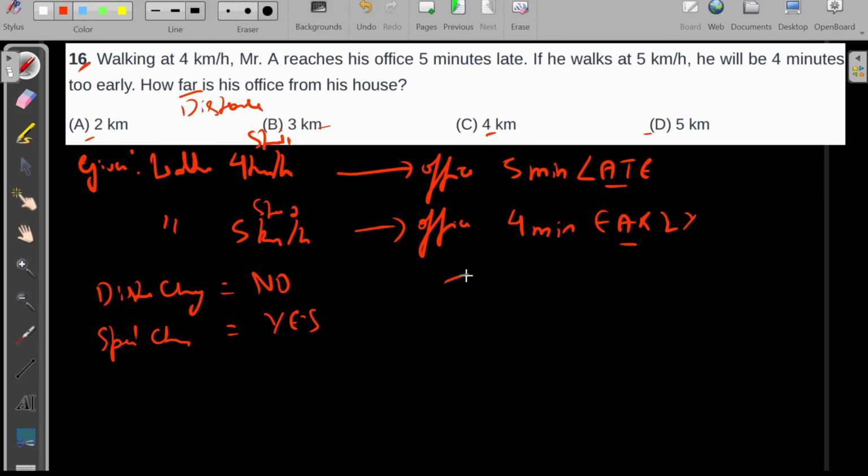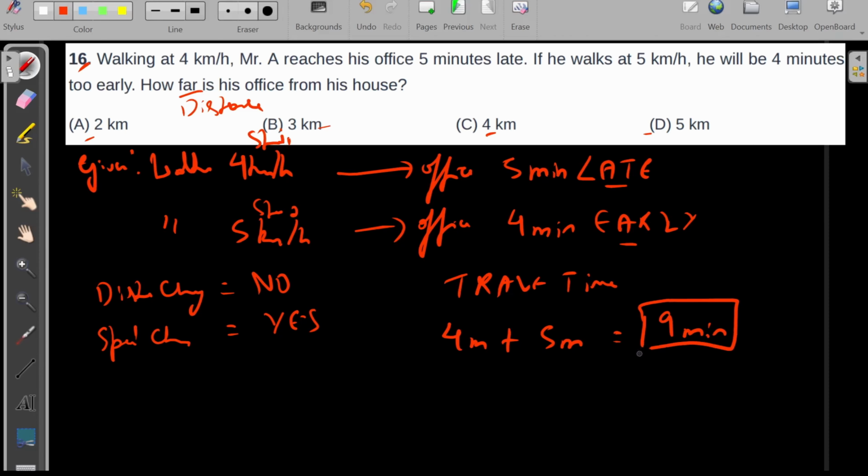Let me write here, travel time. And we need to add these values. So it will be 4 minute plus 5 minute. That will give me 9 minute. Now what this means is that the slower journey, in this case 4 km per hour, takes 9 minutes more than the faster journey, which is 5 km per hour.